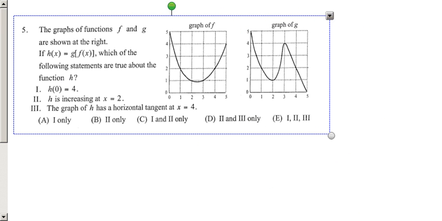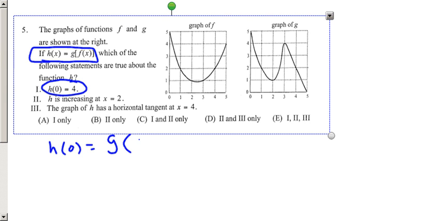Okay, number 5. We've got two functions, f and g, and we've got a function h of x, which is g of f of x. It says, which of the following statements are true about the function h? So h of 0 is equivalent to g of f of 0, and f of 0 is 5, so we can replace this with g of 5, and g of 5 is 0. So number 1, not true.